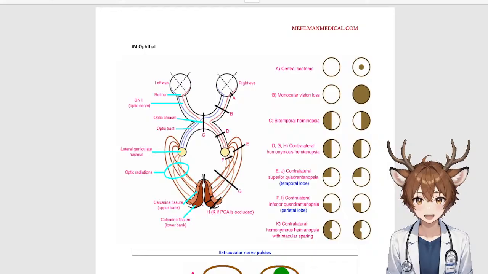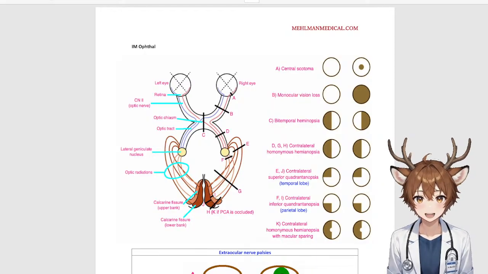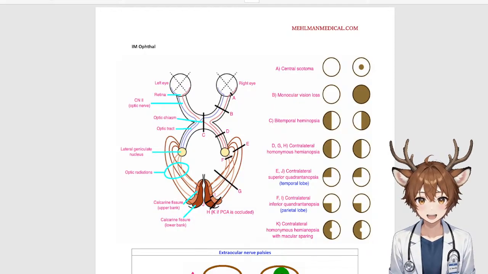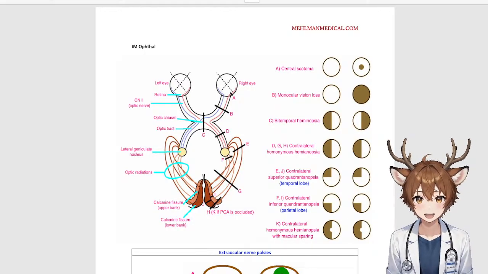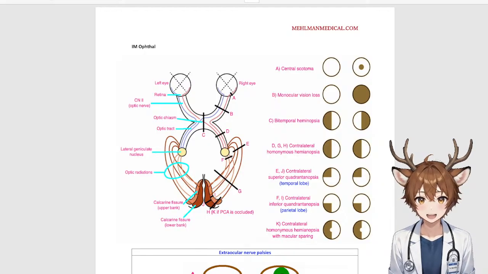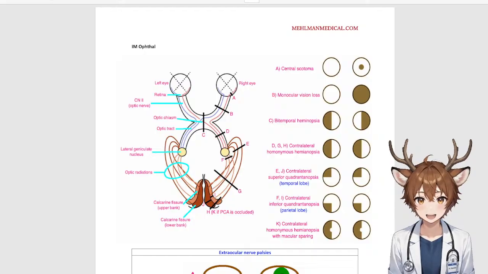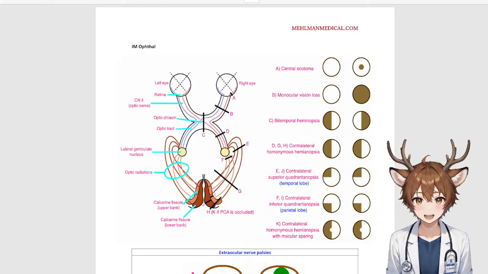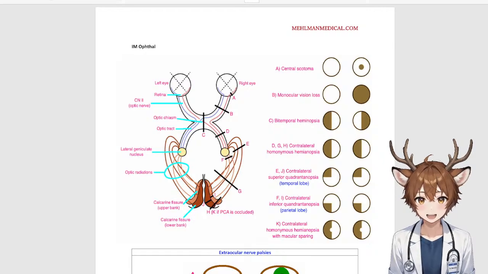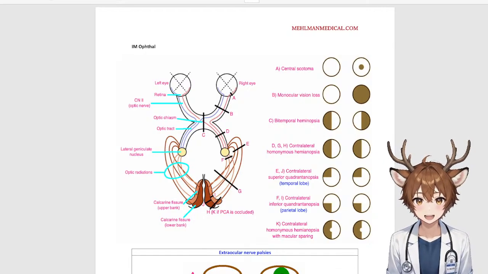So internal medicine ophthalmology. We start off with a little diagram right here showing the circuitry for the eyes. Left eye, right eye, retina, optic nerve CN2, optic chiasm, optic tract, left geniculate nucleus, optic radiations, calcarine fissure upper bank, calcarine fissure lower bank. It says H, K if PCA is occluded.